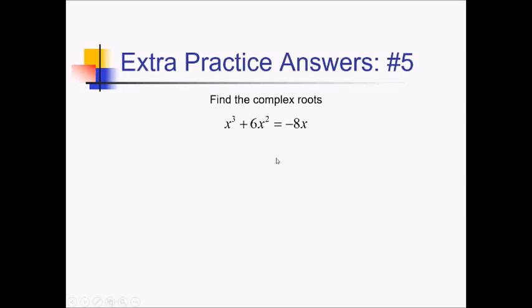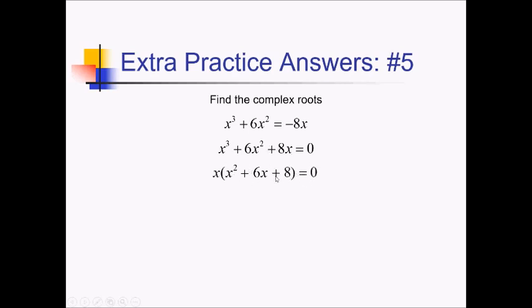On this problem, before I do anything else to try to solve this, I'm going to add this 8x to get it over on the left side, and I'll just write in decreasing order of exponents. So we have x cubed plus 6x squared plus 8x equals 0. And as always, I try to take out a common factor before trying anything else, and it works out this time because I can take an x out of each of these. That leaves me with x squared plus 6x plus 8, all of that equaling 0.